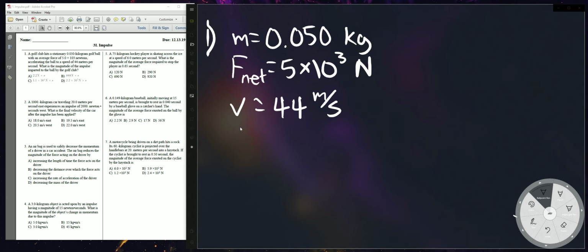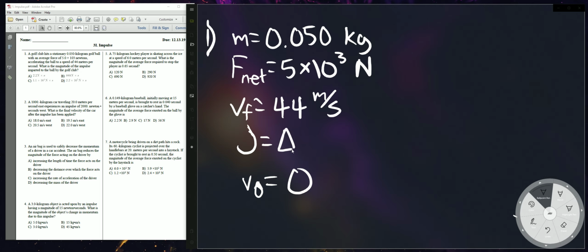So they want to know what your impulse is, right? They want to know what J is. And then, hold on, this is its final velocity. I forgot to mention that. And your initial velocity is 0 because it's a stationary golf ball. So what's your impulse?